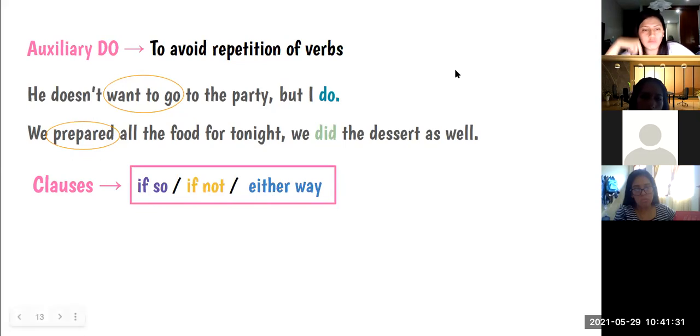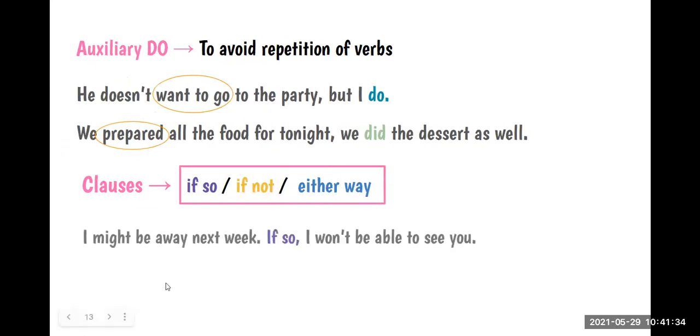Okay, for example, I might be away next week. If so, I won't be able to see you. So as you can see, with if so, we are replacing the whole clause. Para no repetir la clause completa, para no decir, por ejemplo, I might be away next week. If I am not away next week, I won't be able to see you. Okay, para no repetirlo, utilizamos if so.